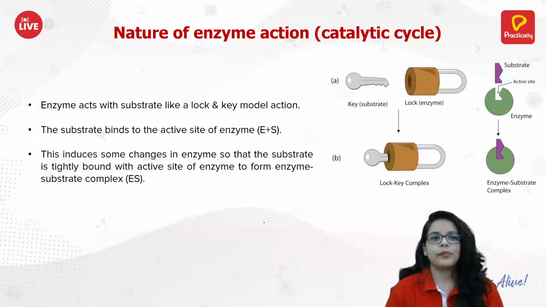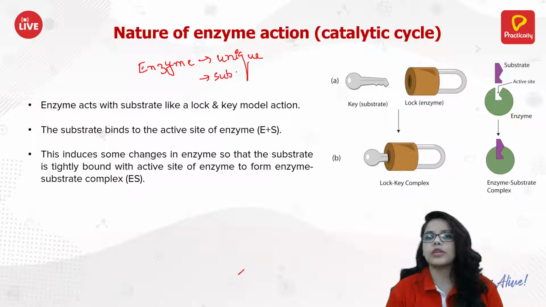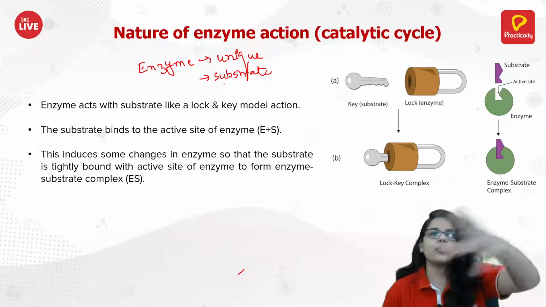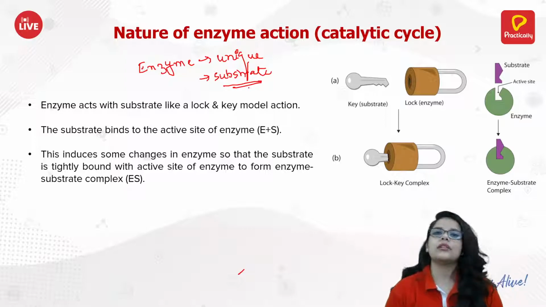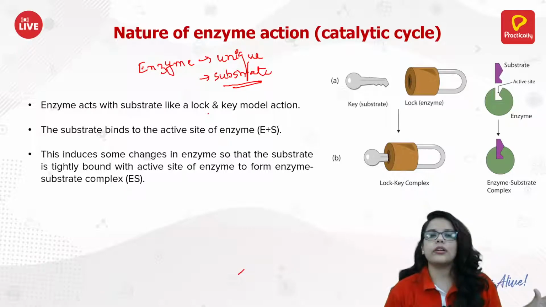As I said, the first thing is that an enzyme is very unique. It has a unique structure. Why is it a unique structure? Because an enzyme will only attract its own substrate, and without the substrate, it won't work. It's not that only the enzyme works and it's done. No. Only if it has its own substrate will it work. And it is like a lock and key model. So literally a lock and key model.